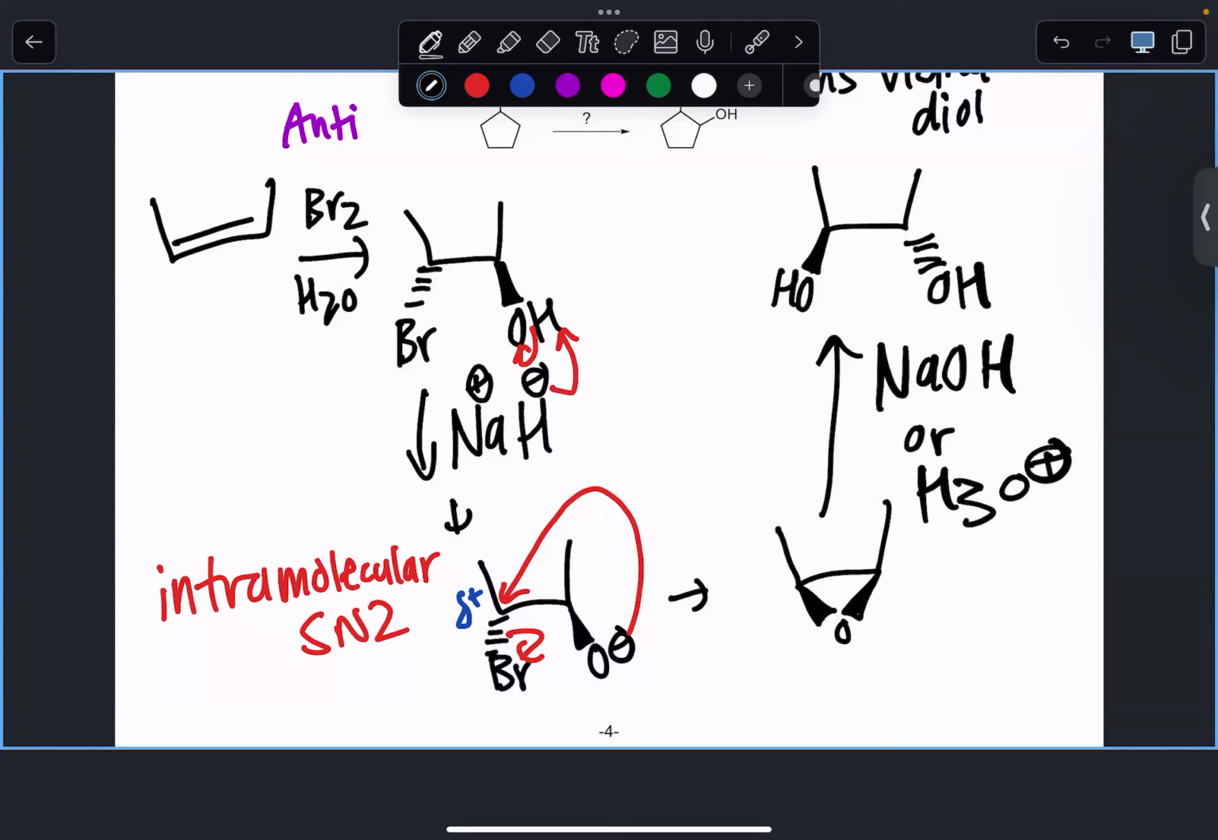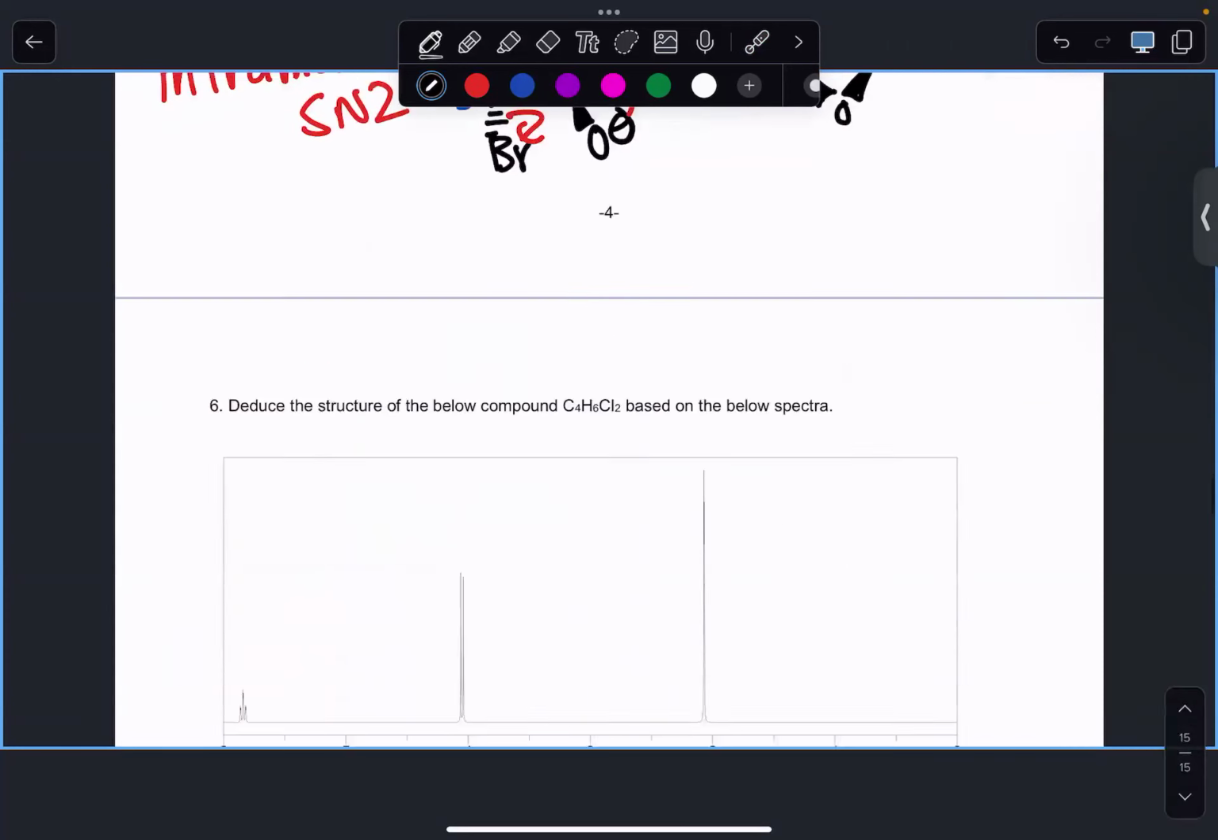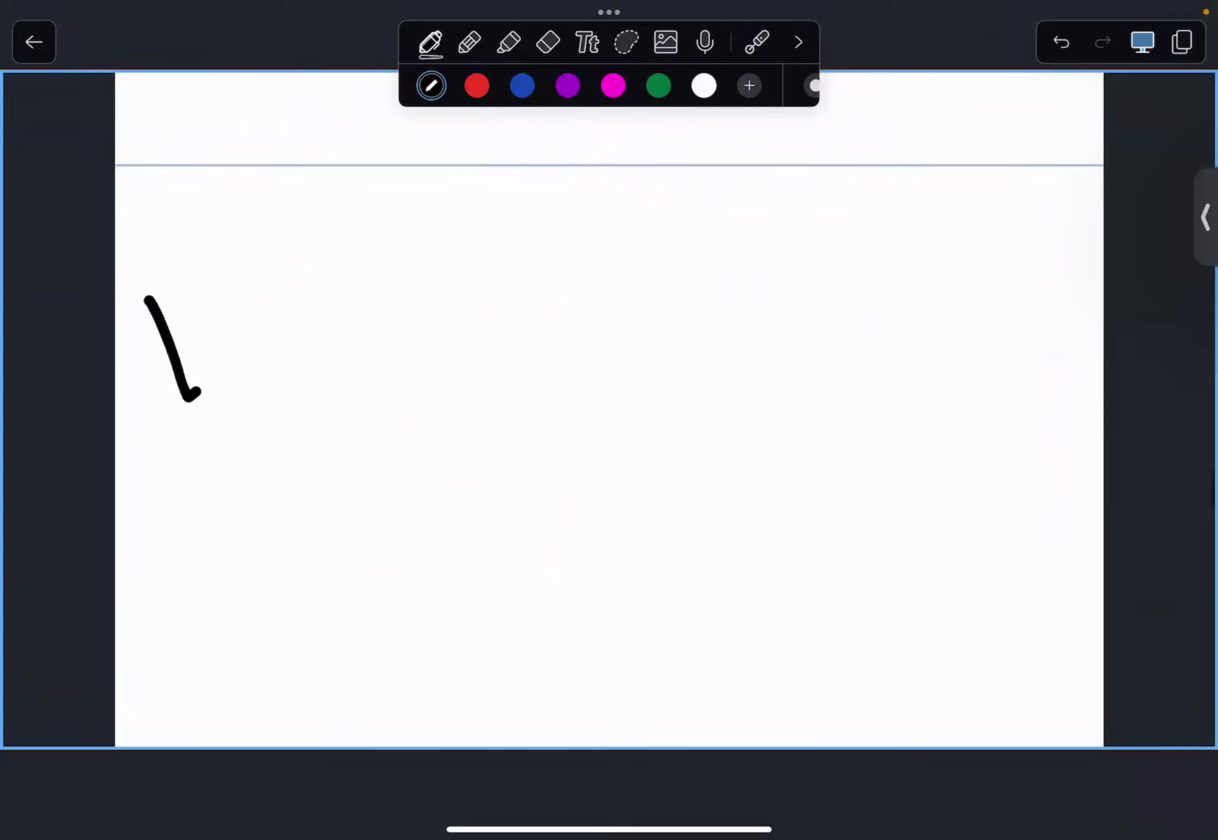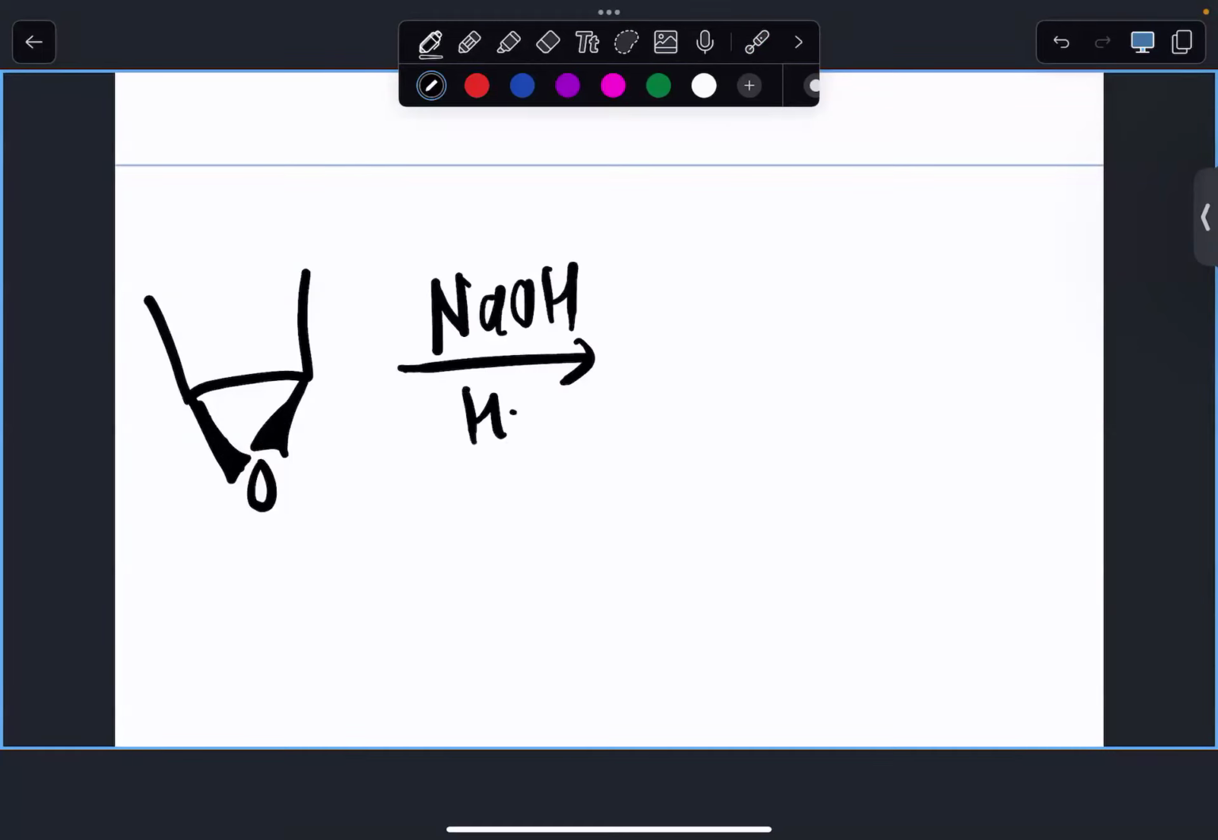Right. Let's say we were in basic conditions, right? Let me make more space here. This is the epoxide right here. Let's look at basic conditions first, like NaOH. The OH has a minus charge, which is going to attack that electrophilic carbon and pop that epoxide over there.